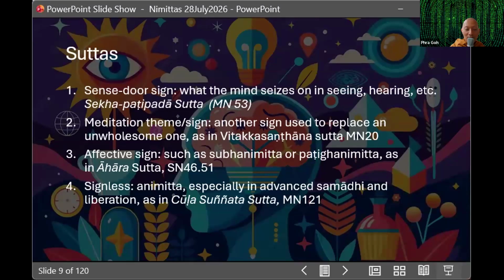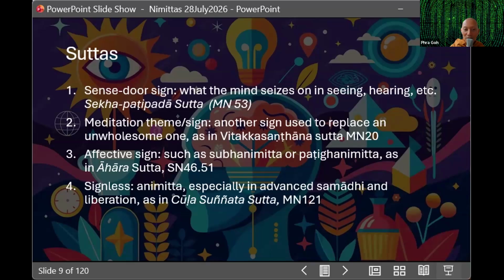The third one is the affective sign. It can be the Subha Nimitta or Patigha Nimitta. Subha means beauty, and Patigha Nimitta means ugly. That's the example I give. Number four is signless. Signless would be an advanced stage of meditation. When a person transcends the base of neither perception nor non-perception, they'll have this no nimitta. It's a signless state, no object. That's the fourth context.